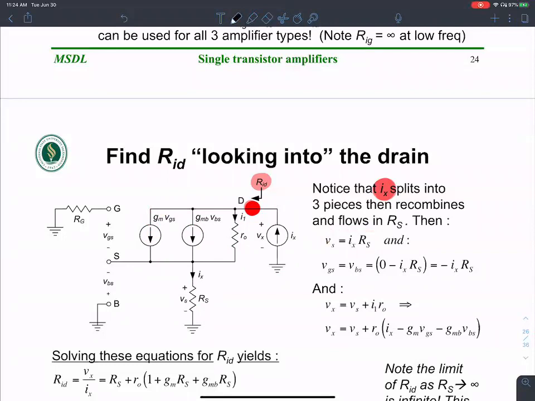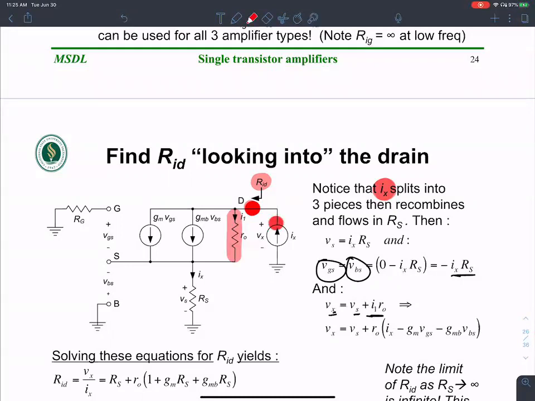Then I can sum the currents here, VGS equals VBS equals negative Ix times Rs. And then Vx is Vs plus I1 times R naught. So if you think about it, there is a current I1 flowing through this resistance.